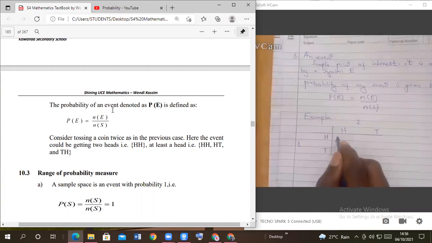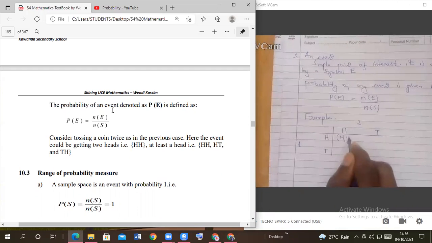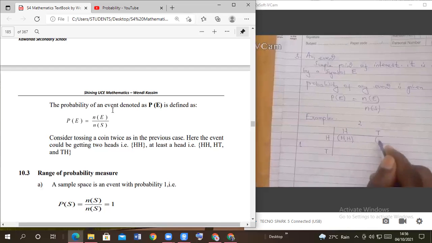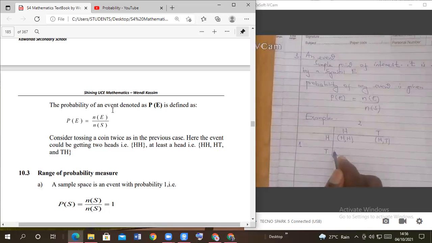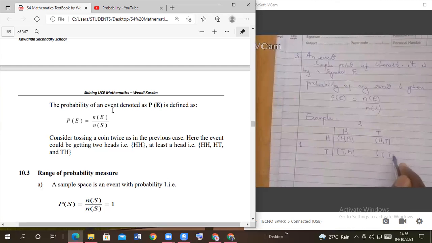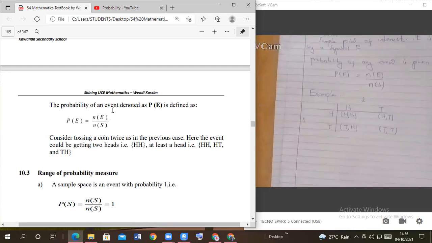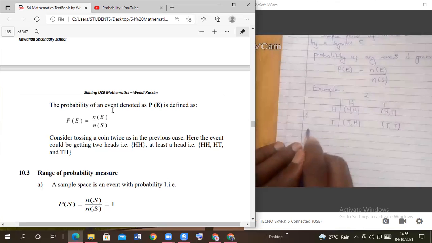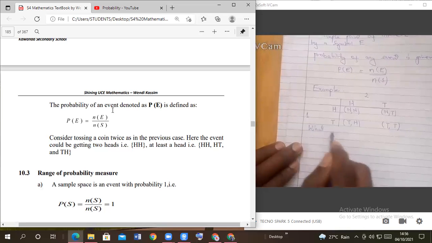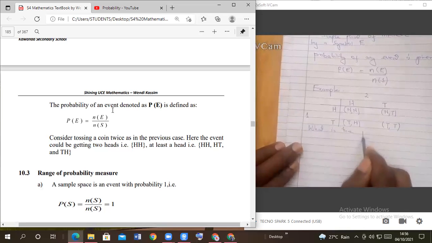So now, what do we expect here? A tail, head. Here we expect head and a tail. Here we expect a tail, head. Here, a tail and a tail. Now the question will be, what is the probability of getting 2 heads?